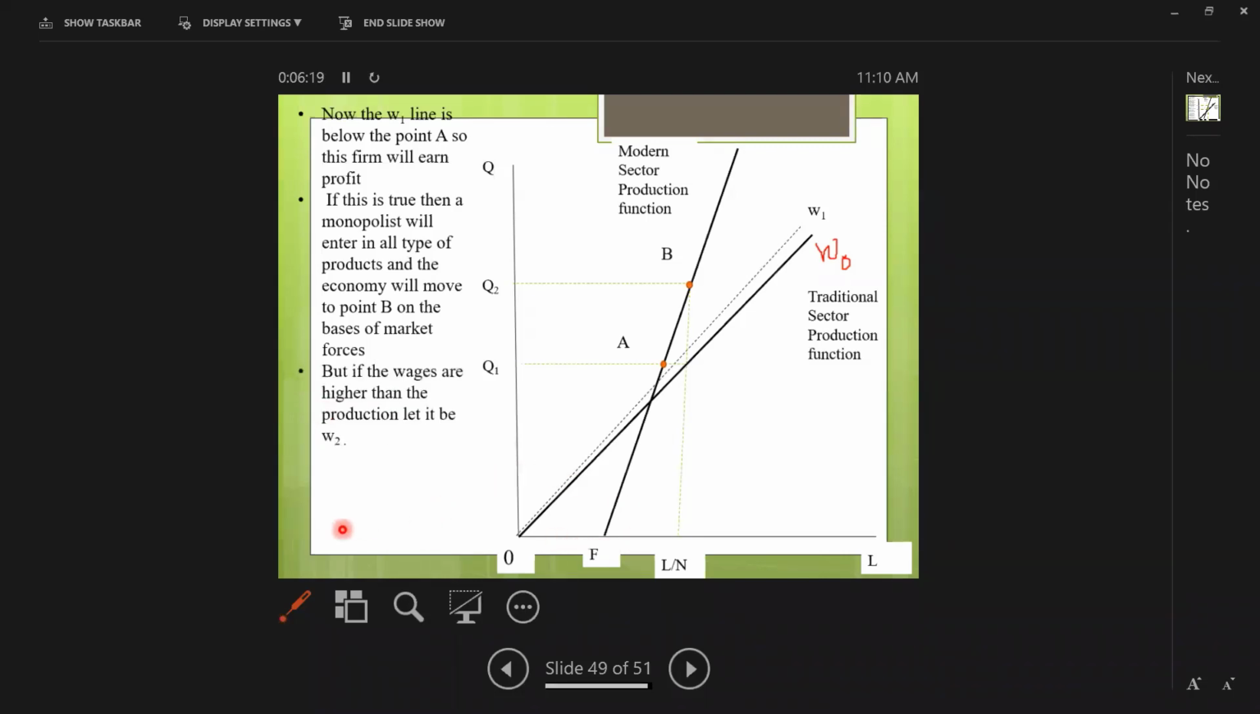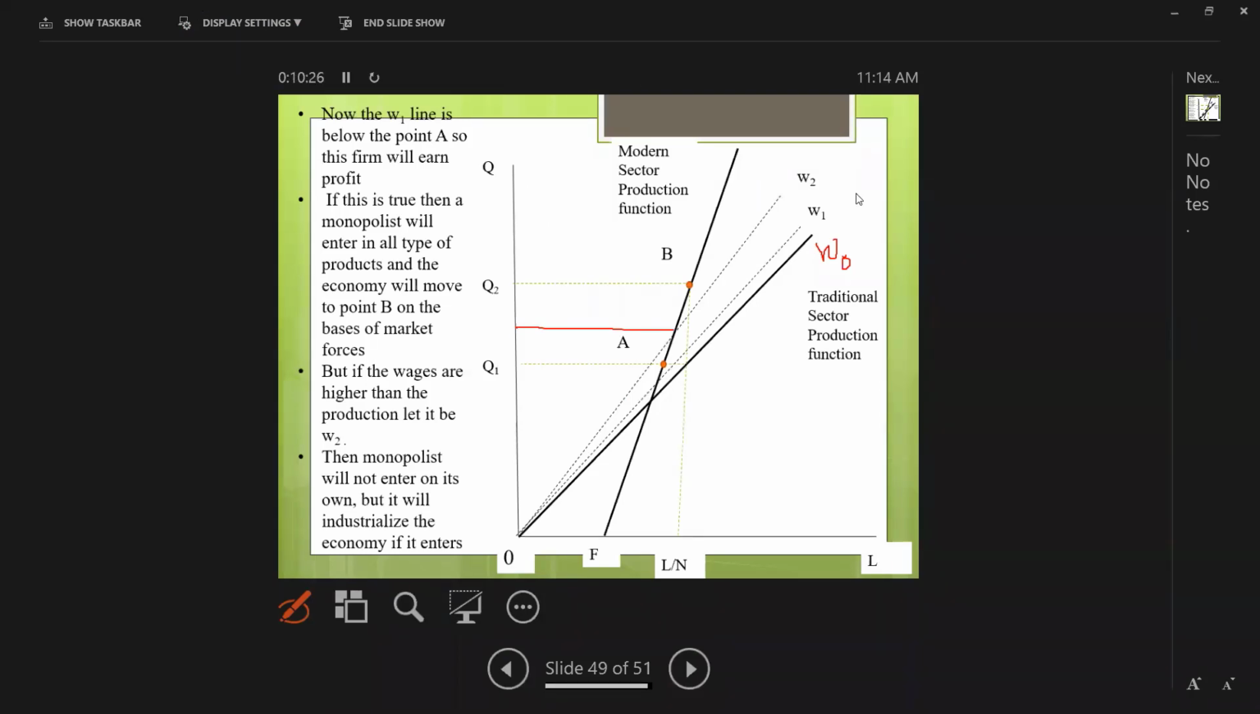But the situation can be different. Suppose that in the initial stage the wages were not W1, they were W2. What will happen if the wages were W2? It means when he entered the business, his revenue was Q1, but the cost was this much, so he was earning a loss in the short run. Now he has to estimate whether this short run loss is smaller than the long run profit. So he compares this red line with this Q1, this is a loss, and this red line with Q2, this is profit. Since in the long run he is earning more profit, he would say that I should stay there and enjoy the long run profit.